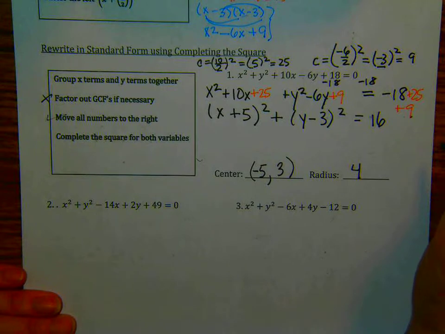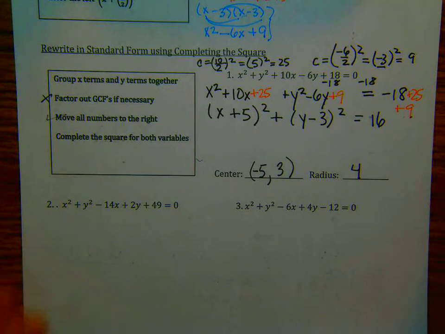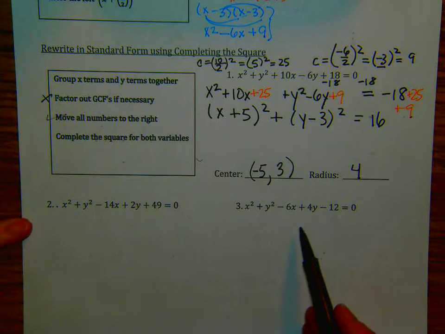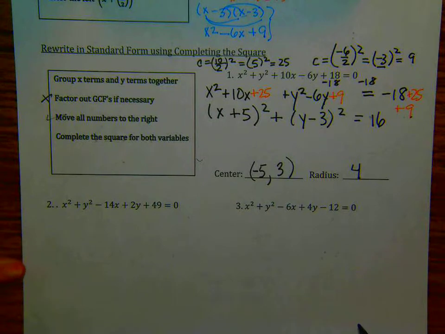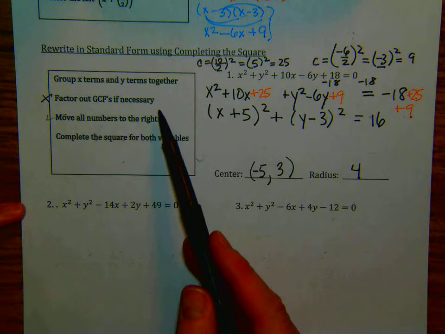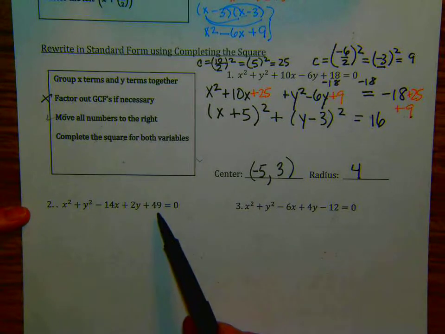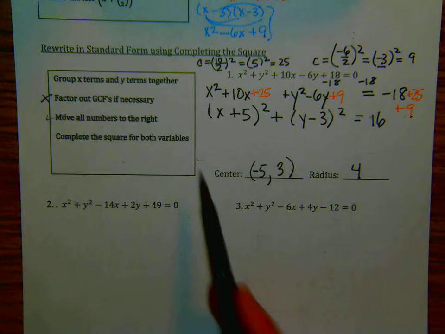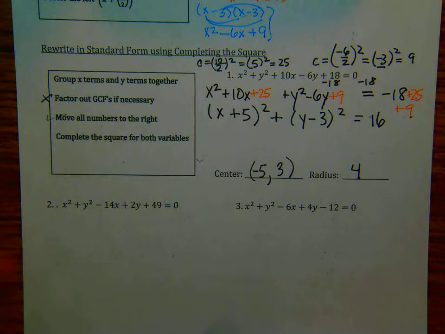All right. Well, what I would like you to do at this point is practice. So I want you to do the exact same things for problems 2 and 3 and bring it into class tomorrow. Okay? So group the x and y terms together. You don't have to factor GCFs. There's no greatest common factors for these. So then move all the numbers to the right and complete the square and determine the center and the radius for both of those problems.